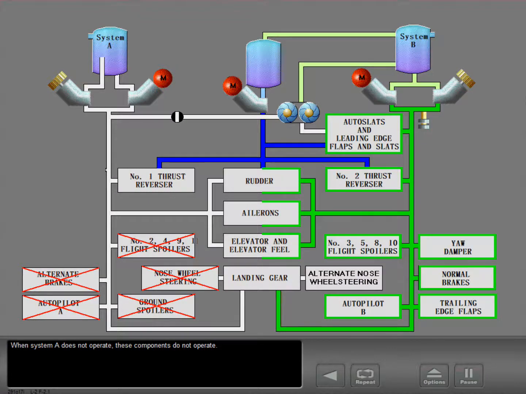When System A does not operate, these components do not operate. The rudder, the ailerons, the elevator, and the elevator field continue to operate because System B supplies hydraulic pressure to these units. Half of the flight spoilers do not operate. System B supplies pressure to the remaining flight spoilers.